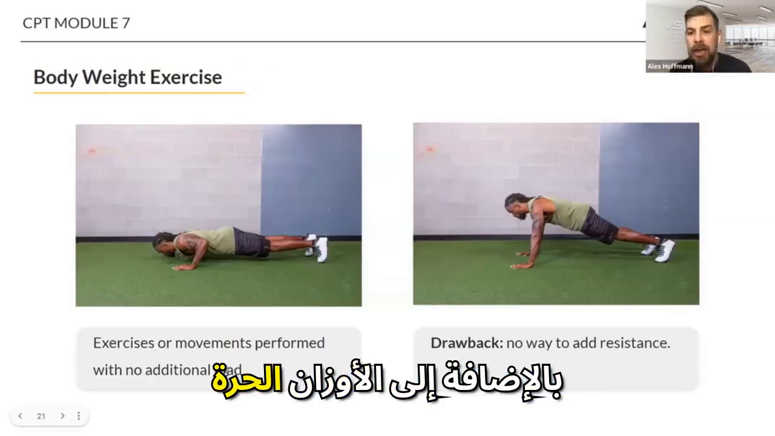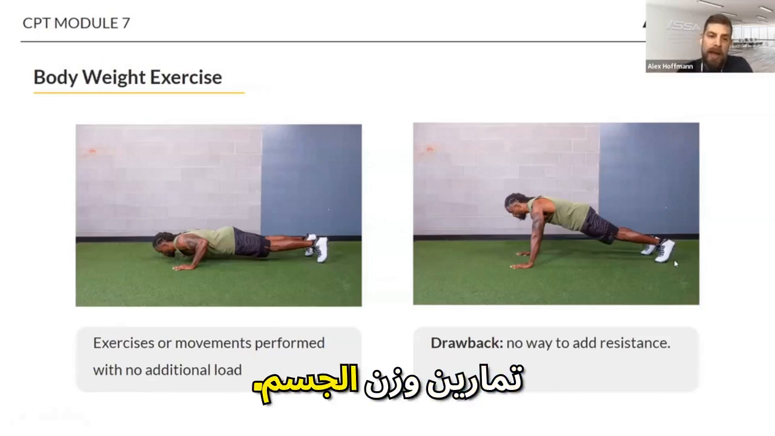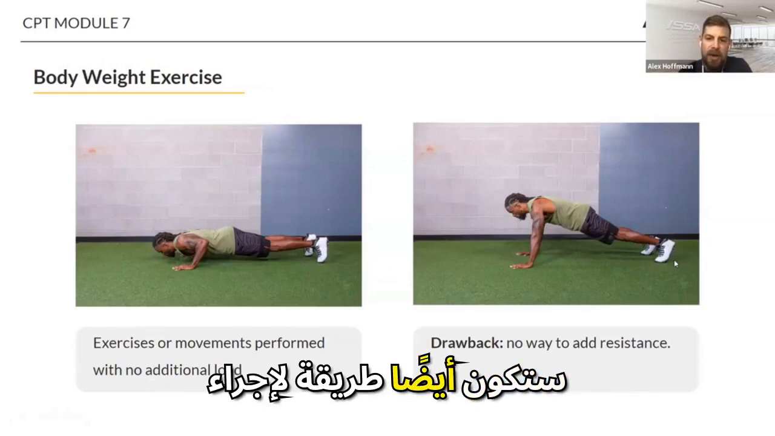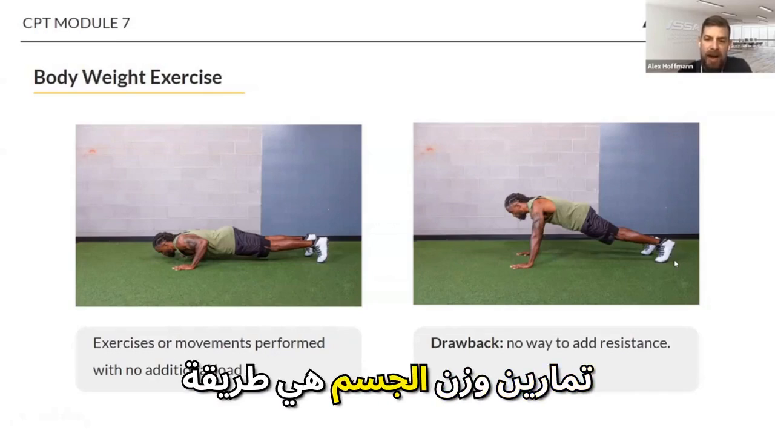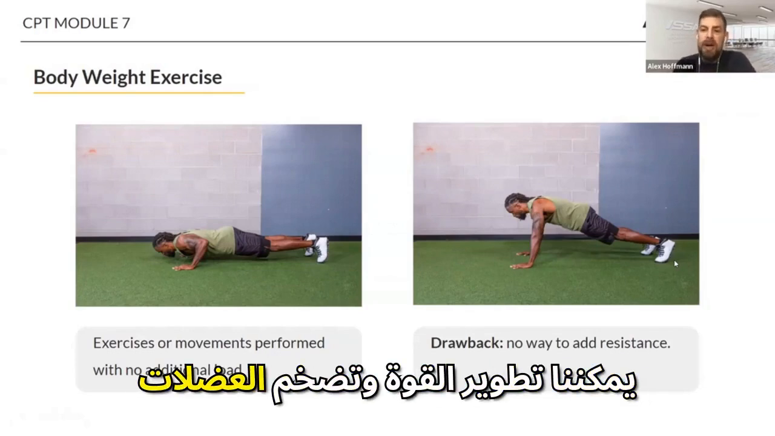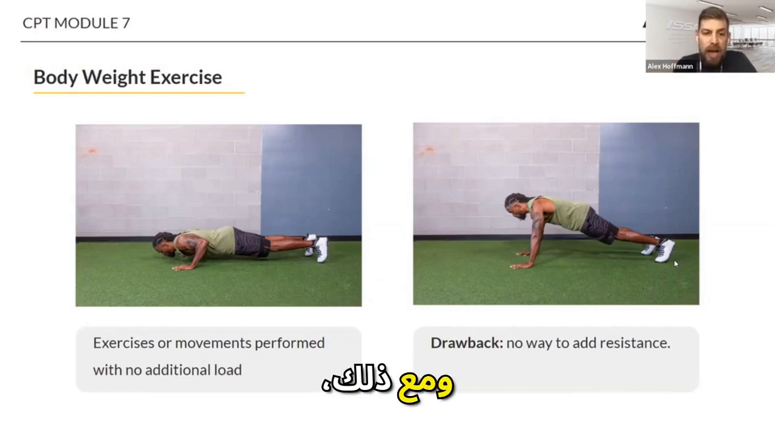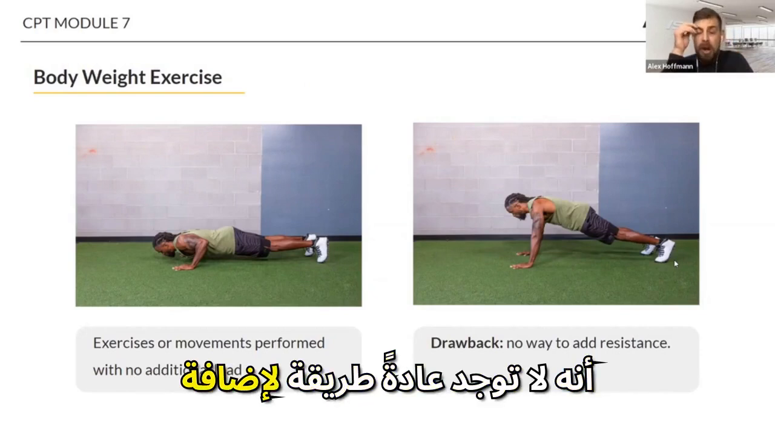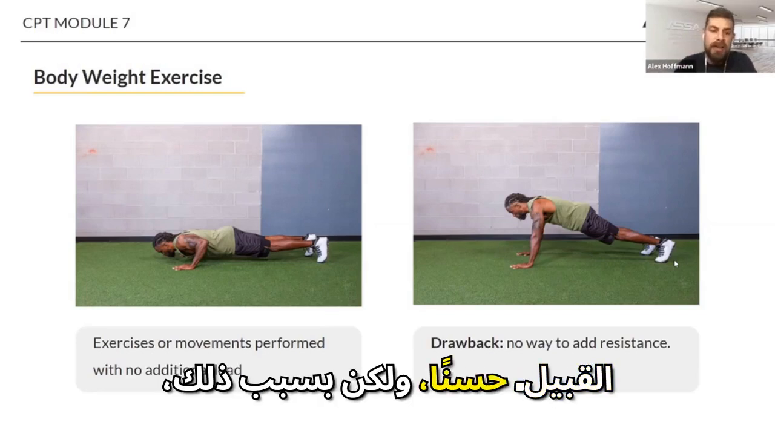In addition to free weights and machine weights, we can also consider body weight exercises. Body weight exercises such as push-ups and pull-ups would also be a way to conduct resistance training. Body weight exercises are a great way to learn movements. We can develop strength and muscle hypertrophy through body weight exercises as well. However, a drawback of body weight exercises is that there's typically no way to add resistance to that exercise unless we put on a weight vest or something along those lines.